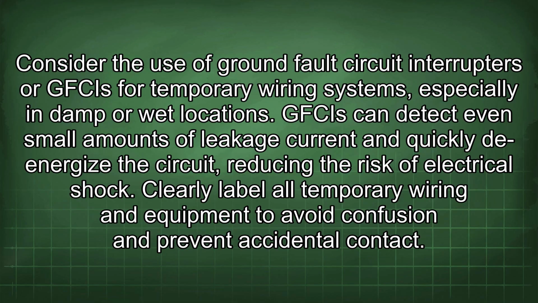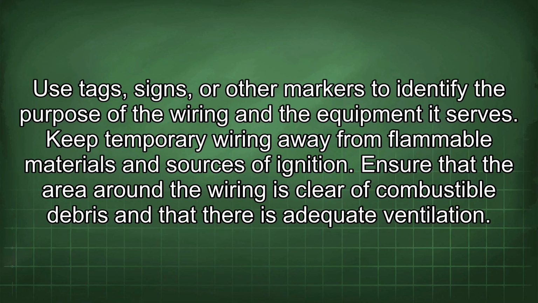Clearly label all temporary wiring and equipment to avoid confusion and prevent accidental contact. Use tags, signs, or other markers to identify the purpose of the wiring and the equipment it serves. Keep temporary wiring away from flammable materials and sources of ignition. Ensure that the area around the wiring is clear of combustible debris and that there is adequate ventilation.